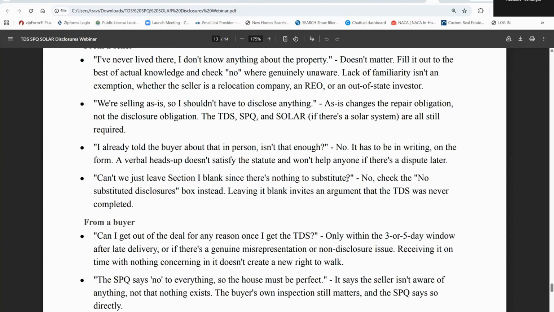I already told the buyer about that in person. Isn't that enough? Nope. Get everything in writing. Always get everything in writing. A verbal heads up doesn't satisfy the statute and won't help anyone if there's a dispute later. Can we just leave section 1 blank since there is nothing to substitute? No, you will check the no substituted disclosures box instead. Leaving it blank invites an argument the TDS was never completed.